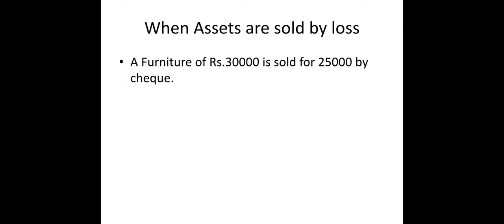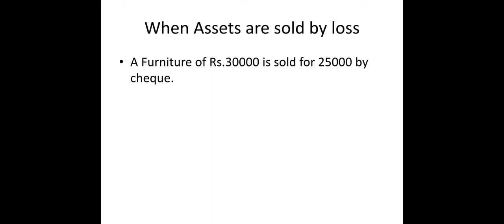Okay, now one more example of loss, student. This time it is a furniture. A furniture of 30,000 is sold for 25,000 by cheque. Now student, we are selling a furniture in this transaction, and that is by cheque.